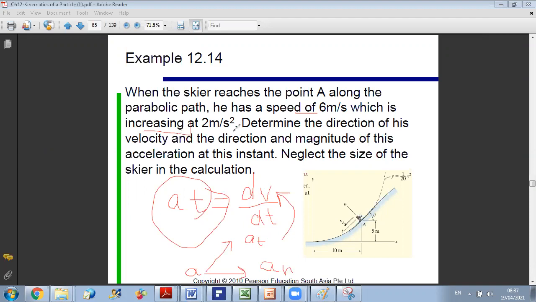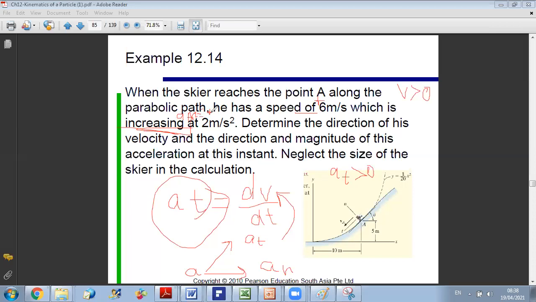So here, since they are saying that the speed is increasing at 2 meters per second squared, this means that AT is positive. Because as we have seen, in normal tangential coordinates, v is always positive. So when I have acceleration, then AT is positive, and if I have deceleration, AT will be negative. So I can write that v at point A is plus 6, and the tangential component at A is plus 2.